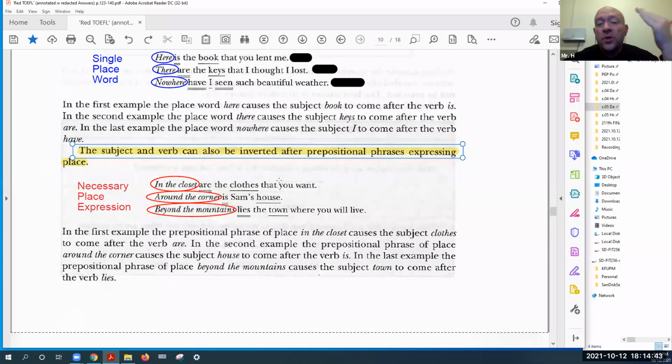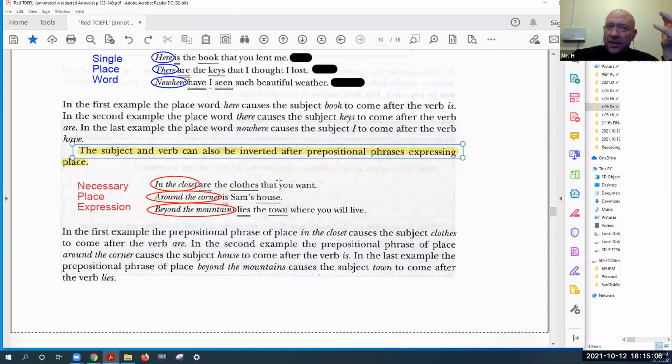The subject and verb can also be inverted after a prepositional phrase expressing place. What is the meaning of prepositional phrase? How do we make it a prepositional phrase? What's the formula? Preposition and a phrase. What follows a preposition? Object of preposition. Bingo. Preposition plus an object, right? You must have a preposition and an object. So we can invert. What does that mean?